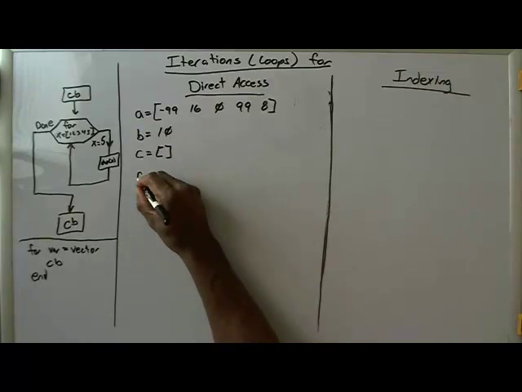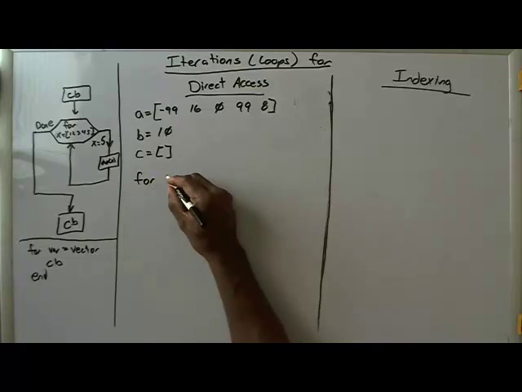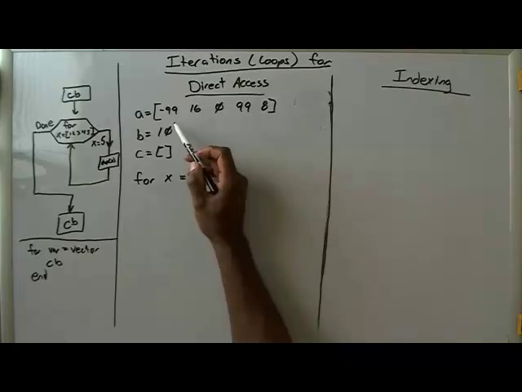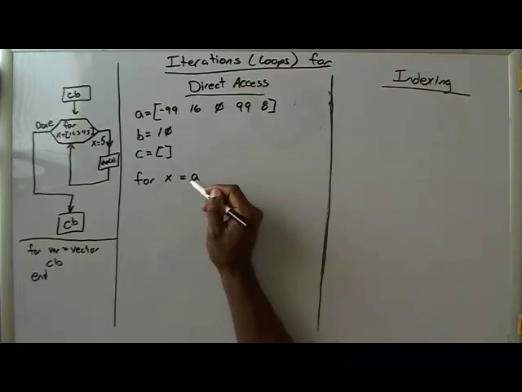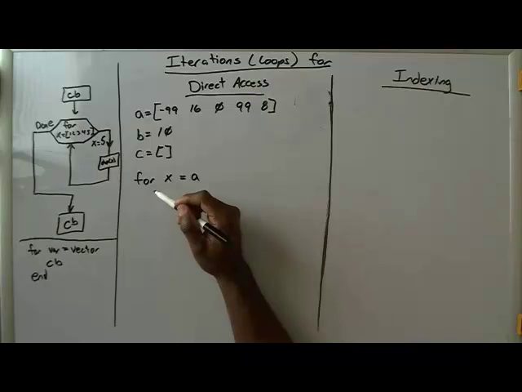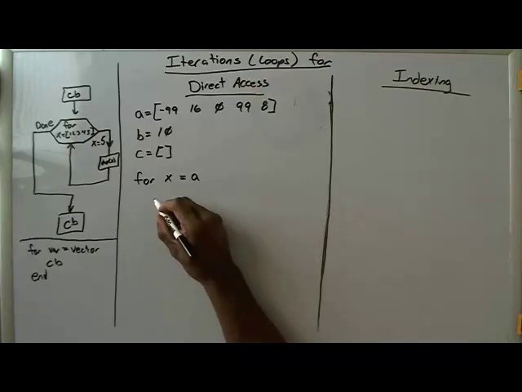So let's go ahead and do this. For x equals A. So x is now going to iterate down the vector A. Okay? Well, I want to test each value, and if that value is greater than 10, I'm going to put it into C. I'm going to concatenate it onto C. So I'm using a lot of the terminology we've been building thus far.